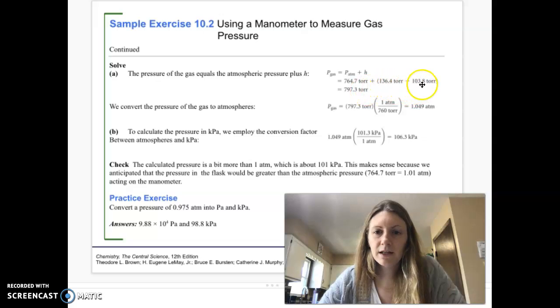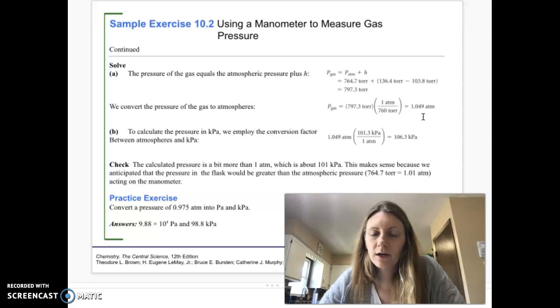So you would subtract these first and then add that to get the 797.3 torrs. And then what we need to do is convert the torrs to atmospheres. So we take our answer from this part, divide it by the 760 torrs for 1 atmosphere to get 1.049 atmospheres.